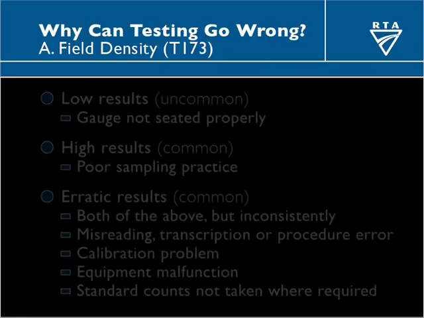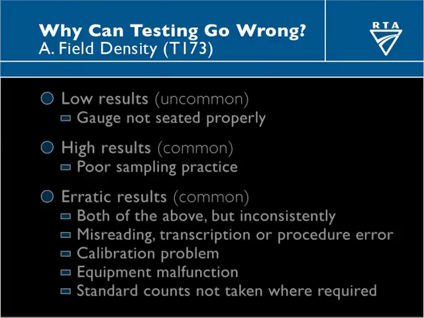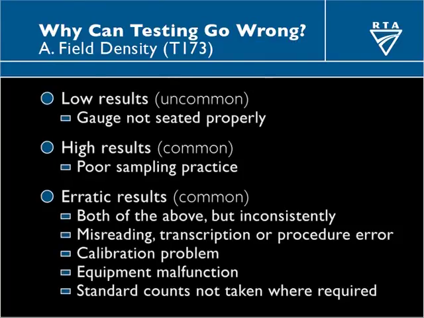Field densities, which are mostly by the nuclear meter, which is the RTA test method T173. Low results usually are an operational problem in seating the gauge. That's by far the most common cause, but strangely we don't often see that. High results are much more common, and that often results from poor sampling practice. If the gauge is used properly, it's very hard to get a bad result, an invalid result out of it, but the moisture content that goes with it is very subject to sampling.